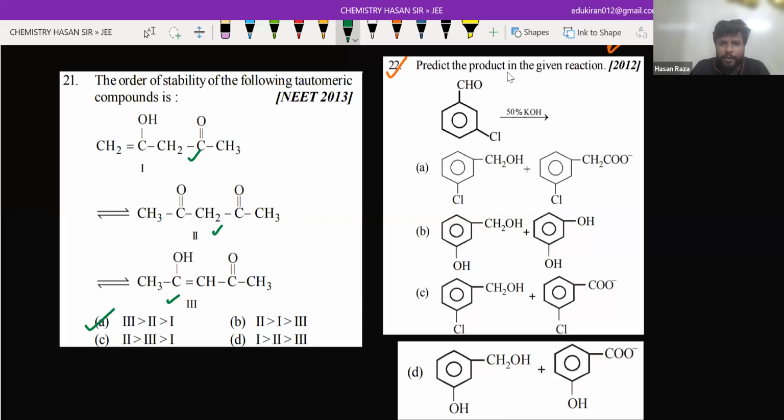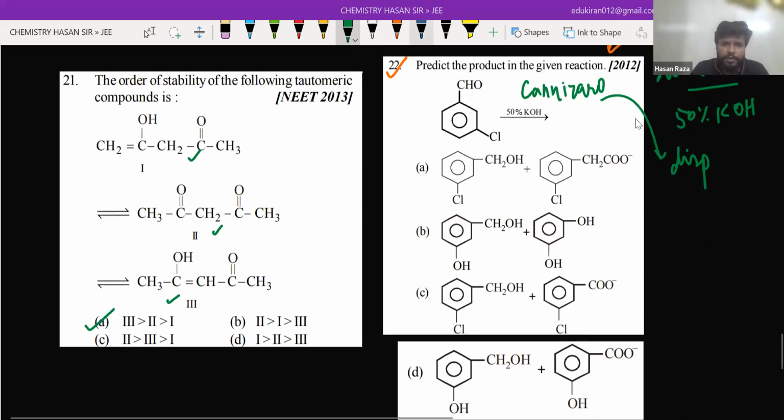A option. Predict the product in the reaction. First you need to recognize that this is a Cannizzaro reaction, when there is no alpha hydrogen and you are going to react with 50% KOH. In Cannizzaro reaction, a disproportionation reaction takes place. That means this compound will be oxidized and this compound will be reduced as well. When an aldehyde is oxidized, it forms a carboxylate anion. So here is your carboxylate anion.